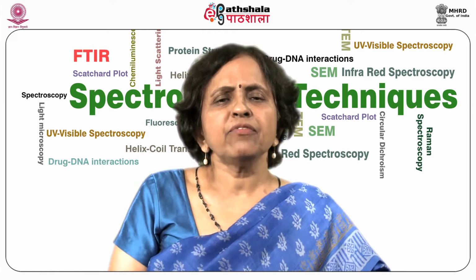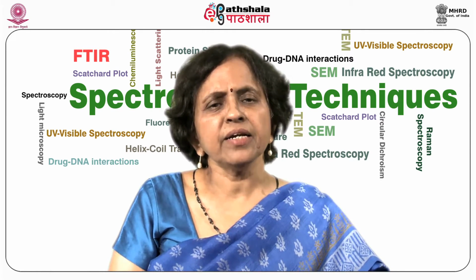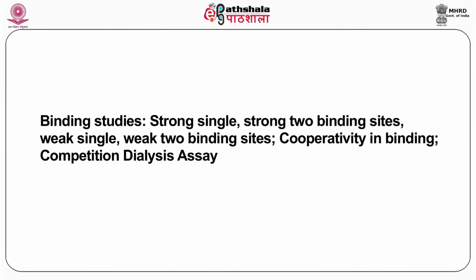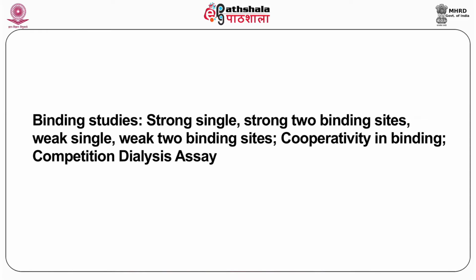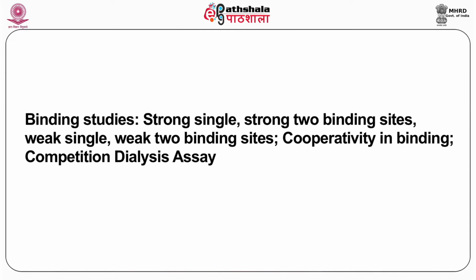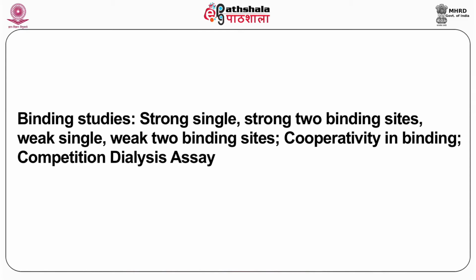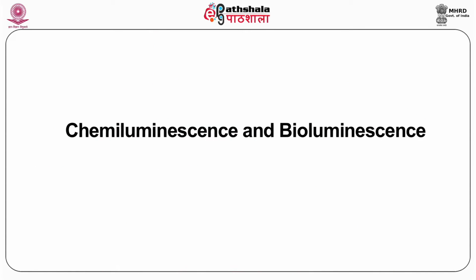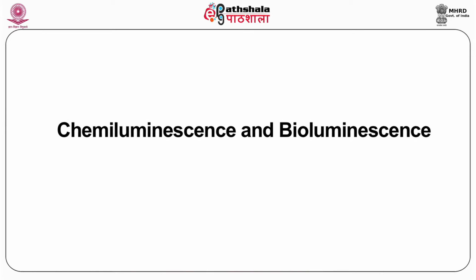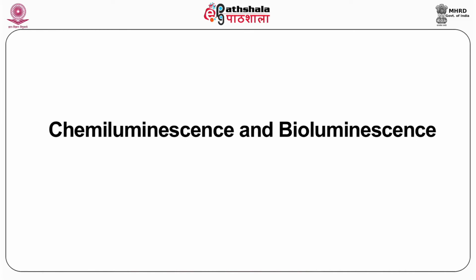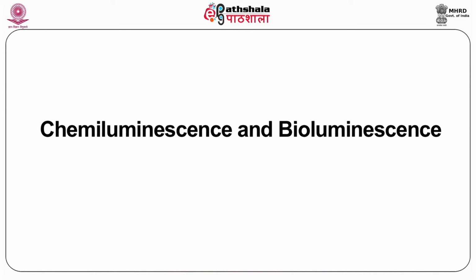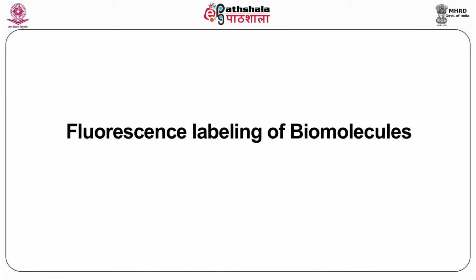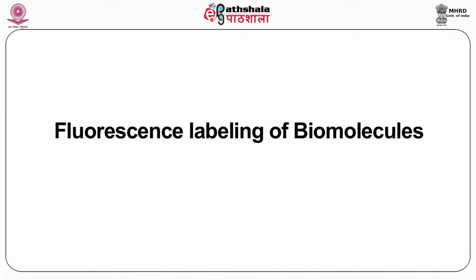Then again, after understanding the binding of two molecules, whether it is a weak interaction or a strong interaction, or weak and strong, how you differentiate these things will also be studied. Okay. Now comes luminescence. Bioluminescence is one important aspect. When you study fluorescence, you cannot ignore bioluminescence and chemiluminescence. Then how do you label biomolecules which are not fluorescent?